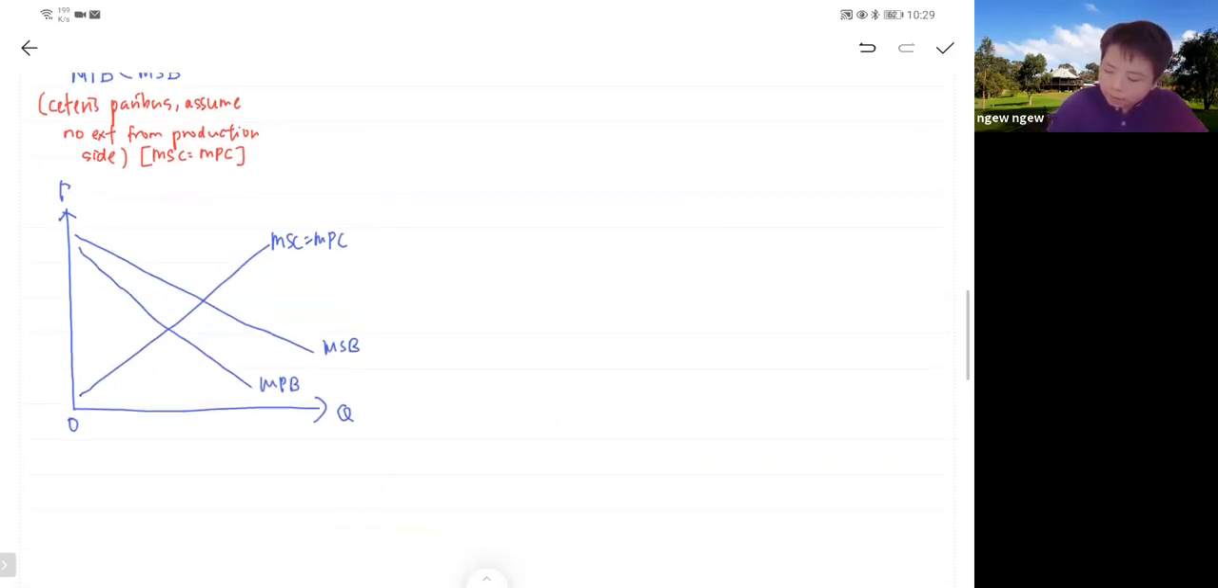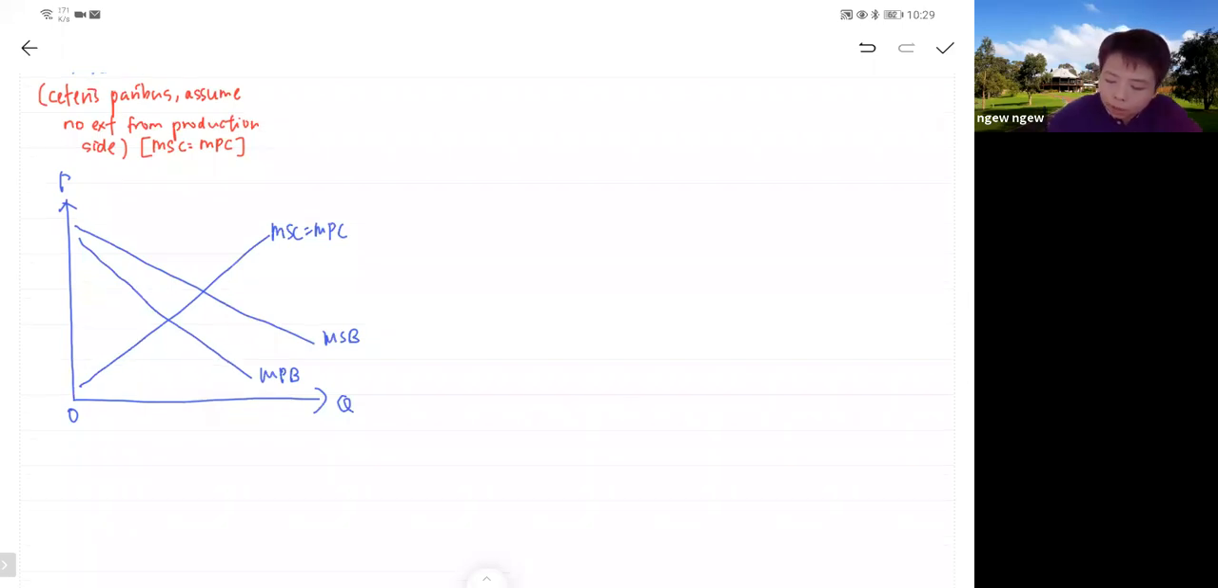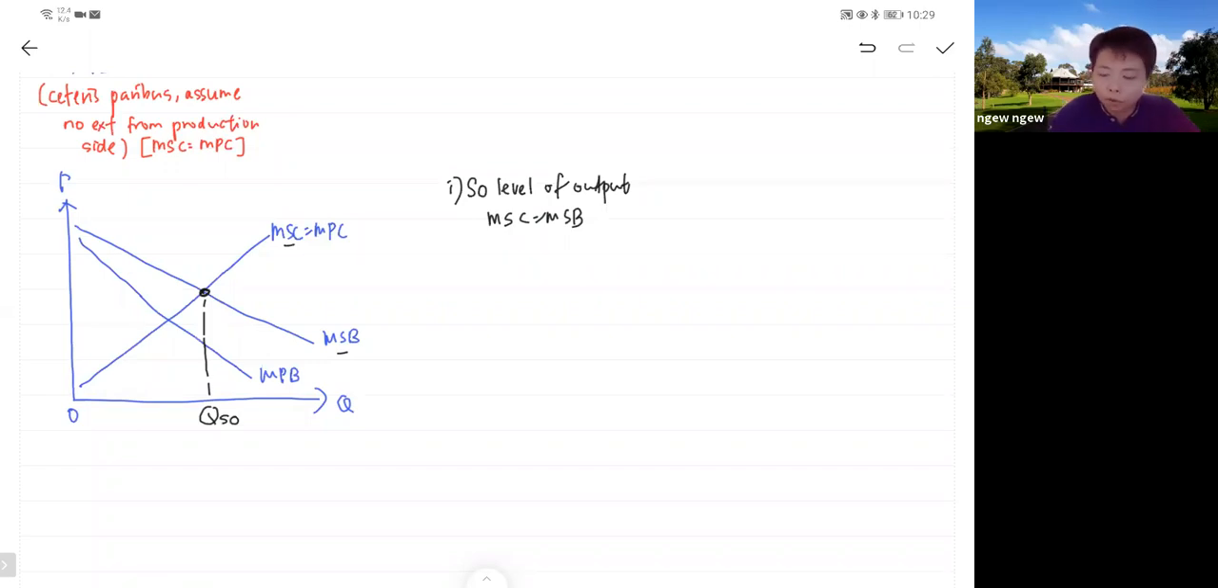Now, guys, there are always steps to follow, yeah? There are always steps to follow. Even in multiple choice, if they label Q1, Q2, P1, P2 for you, I still want you to label as how I teach you. Okay, the first thing, you need to find out the socially optimum level of output. To find out the socially optimum level of output, you look for the output where MSC equals MSB, which is here, and label it QSO, socially optimum level of output.